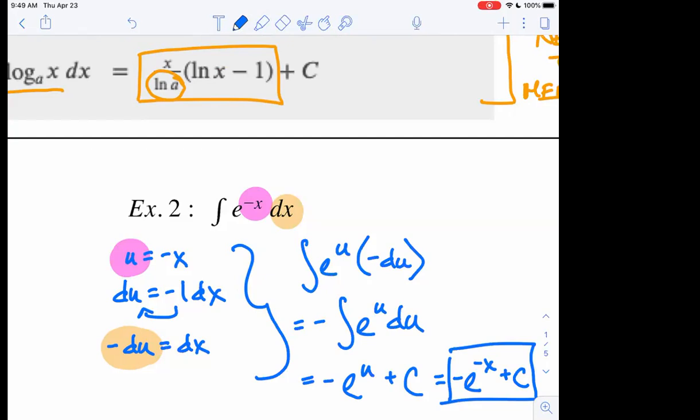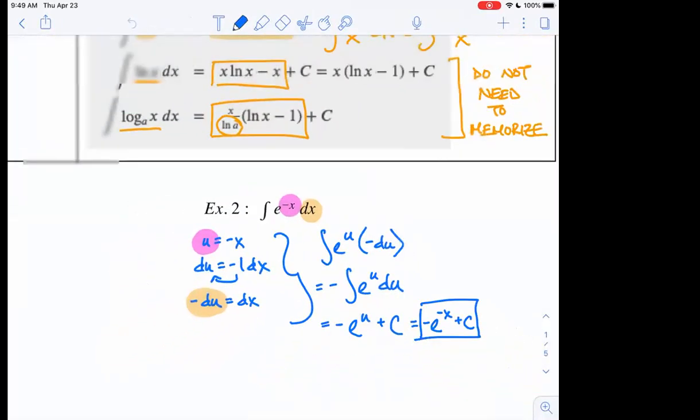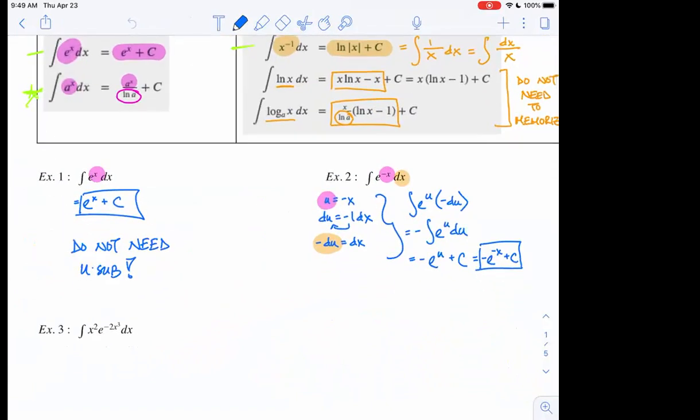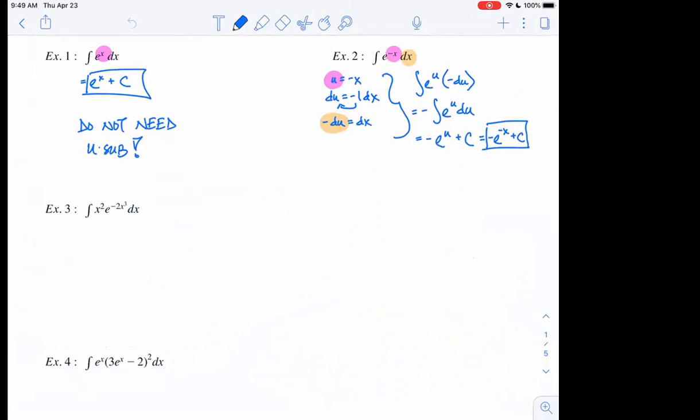All right. Any questions so far on 1 and 2? All right. Let's move on to example 3 and 4 though. So we're going to get a little bit more complicated, but we're still going to be looking for some variation of using e to the x and that integral, and usually with some u sub.